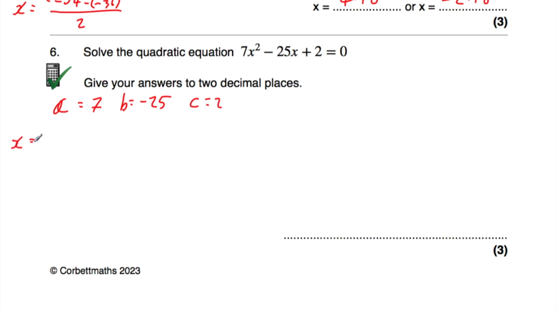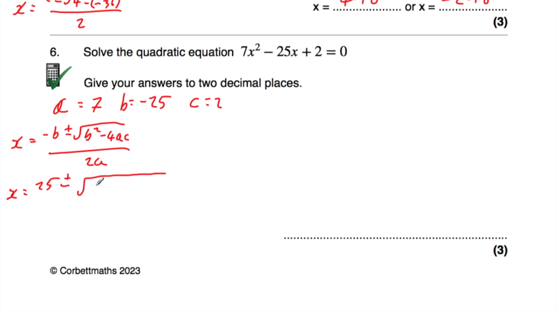So we've got x equal to negative b plus or minus the square root of b squared minus 4ac, all divided by 2a. So x is equal to negative b. Now b is already negative, so we're going to have 25 plus or minus the square root of b squared, so that's negative 25 squared, minus 4ac. I like to put this in brackets, so 4 times a, which is 7, times c, which is 2, close brackets, all divided by 2a. And a is equal to 7, so 2a would be 14.